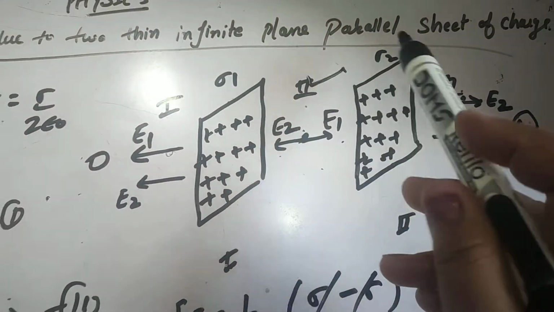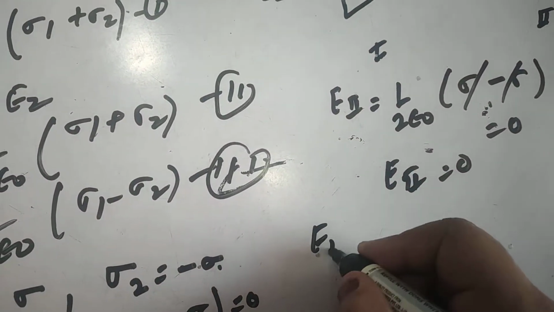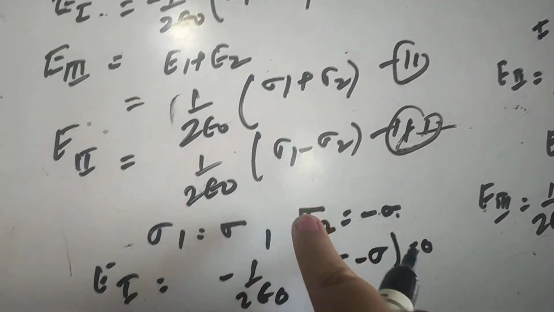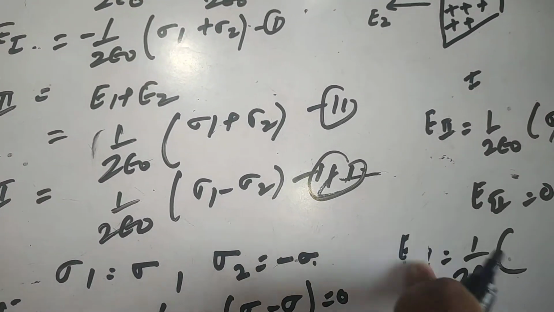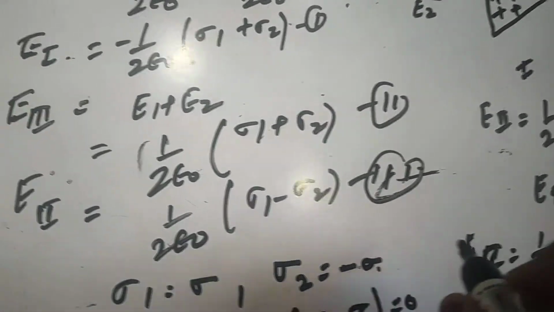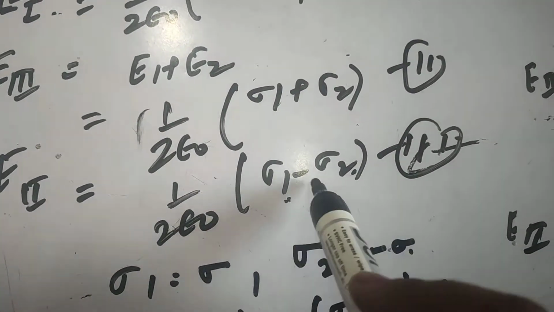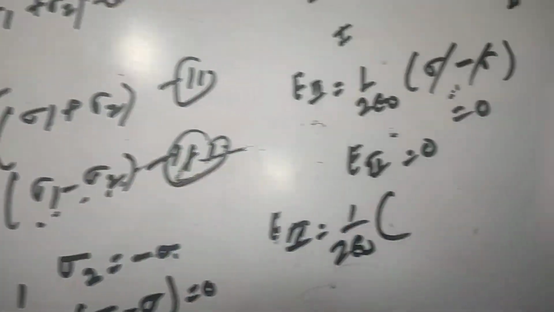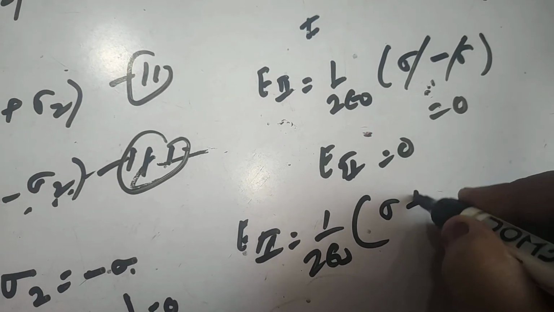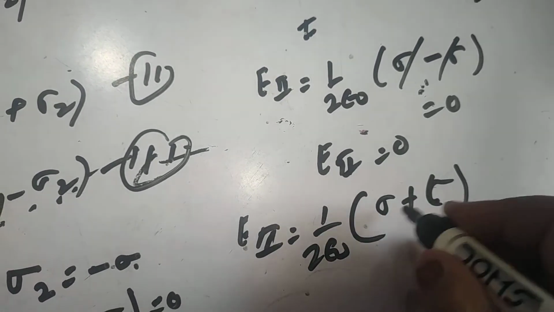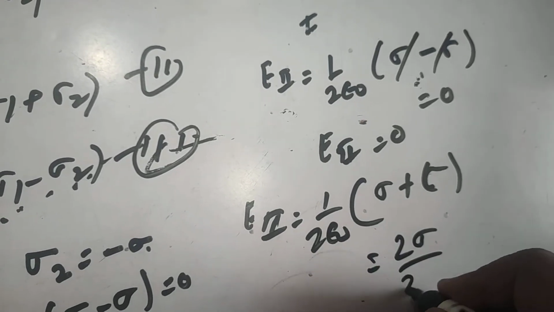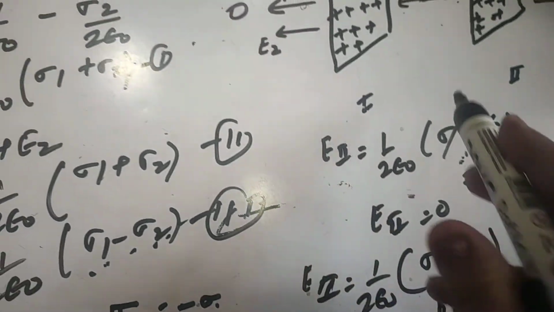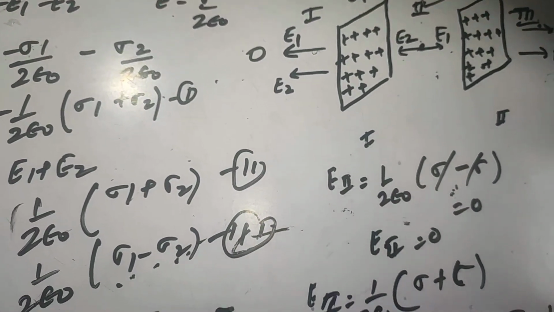Now let us find it in between. So E3 is equal to 1 upon 2 epsilon naught, and in between it is sigma 1 minus sigma 2. So sigma 1 is sigma and sigma 2 is minus sigma, so they are added. We write here sigma plus sigma, which becomes 2 sigma upon 2 epsilon naught. The 2 cancels out and we are left with sigma upon epsilon naught, which is the constant value in between the surfaces.